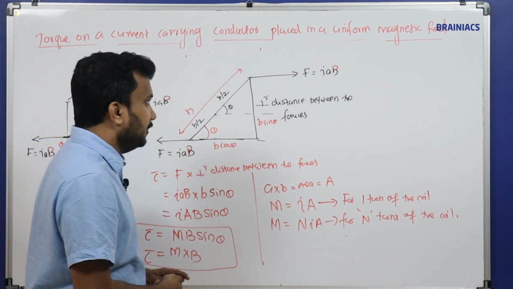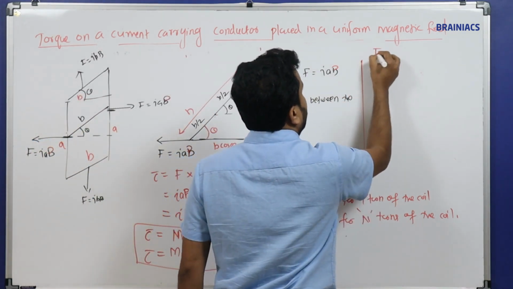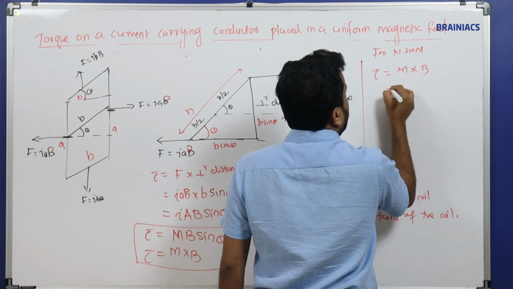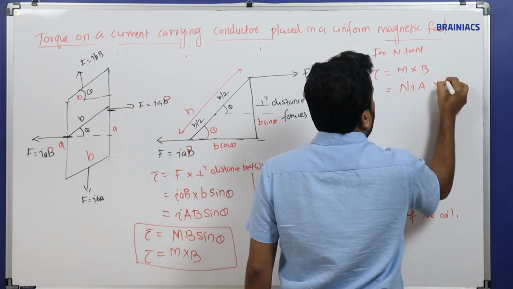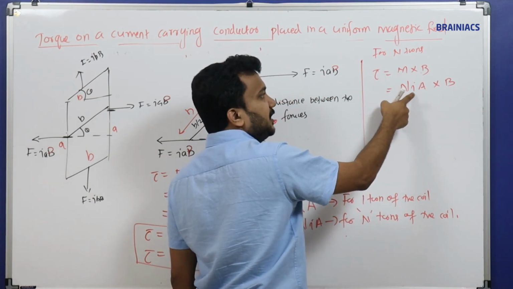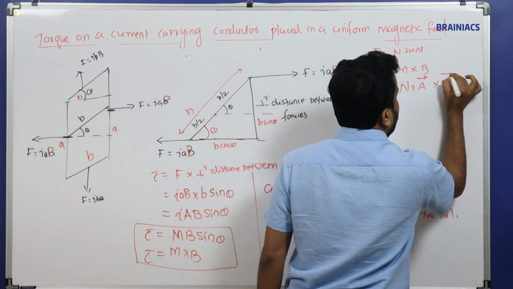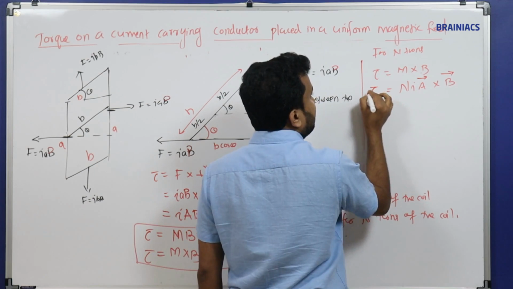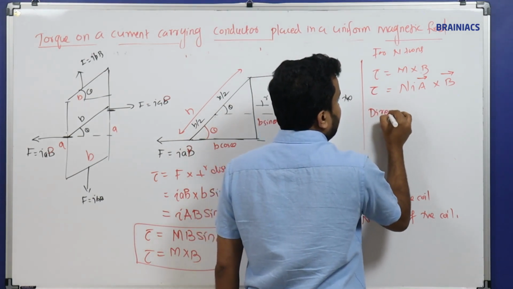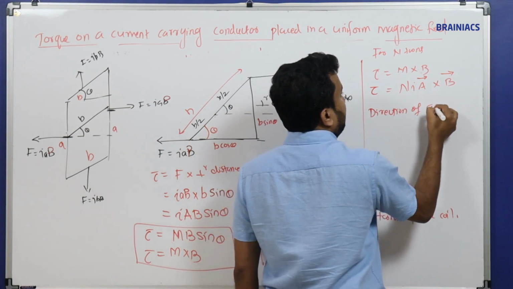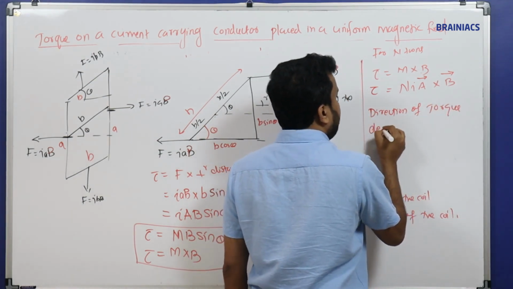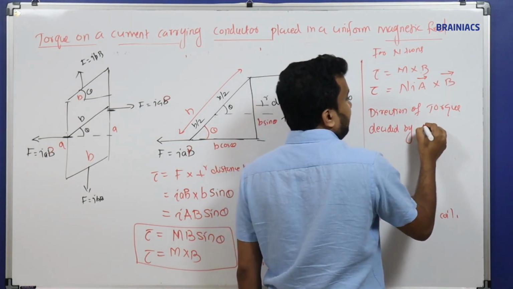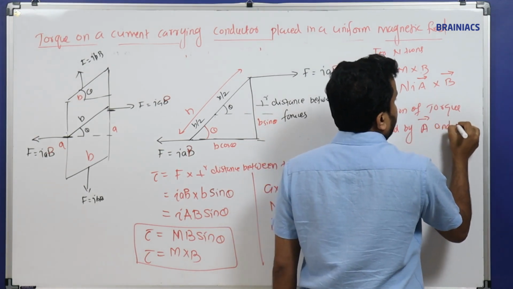So, for n turns, torque is equal to M cross B, which is equal to NIA cross B. Here n is the number of turns, a scalar quantity, current is a scalar quantity, A is the area vector and B is the magnetic field. So this is the direction of torque. Which means I can say the direction of torque is decided by vector A and vector B.